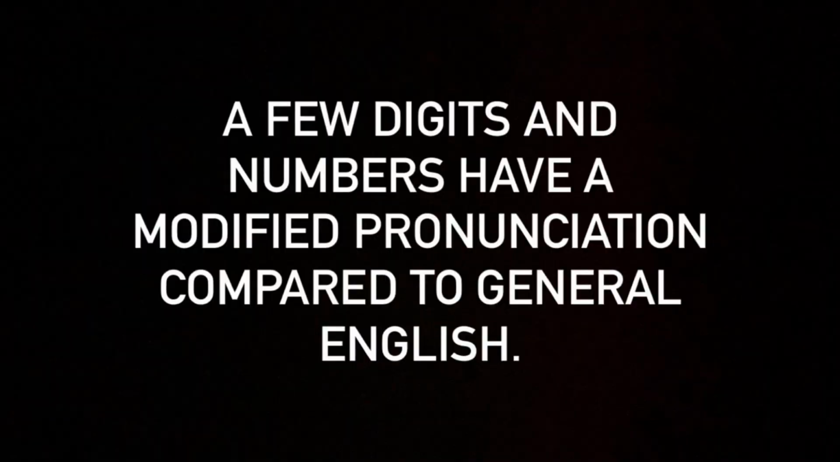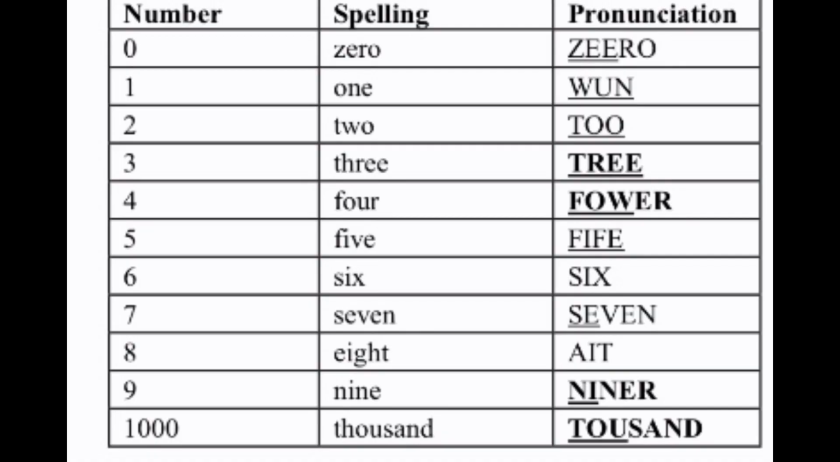Spelling of digits and numbers. A few digits and numbers have a modified pronunciation compared to General English. 0, 1, 2, 3, 4, 5, 6, 7, 8, 9, and 1000, 4000.